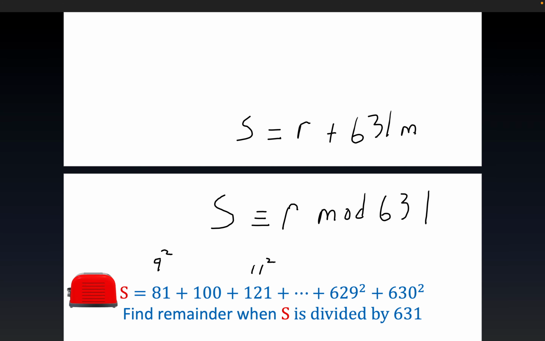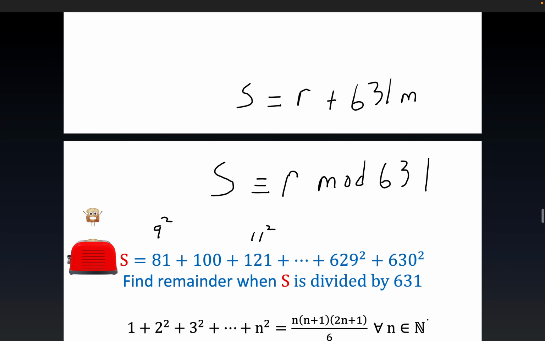Okay. Again, at the risk of belaboring the point, there's no way you're going to compute S. It's pretty amazing already, isn't it? Just 630 squared is big enough that you'd have a hard time, but this is a bunch of numbers added up, and the numbers are squared, right? So we want to find the remainder when we divide this unpronounceably large number by 631. Okay, now let's move along.